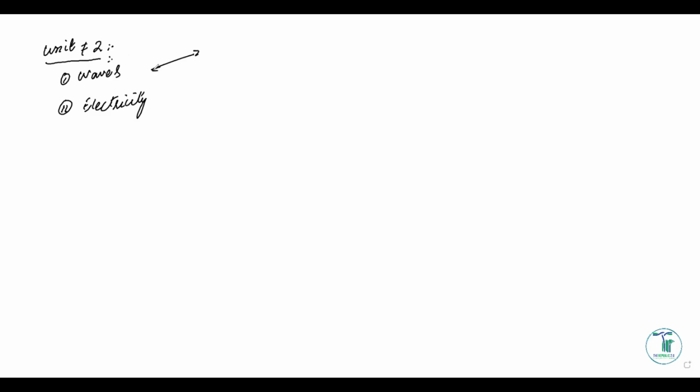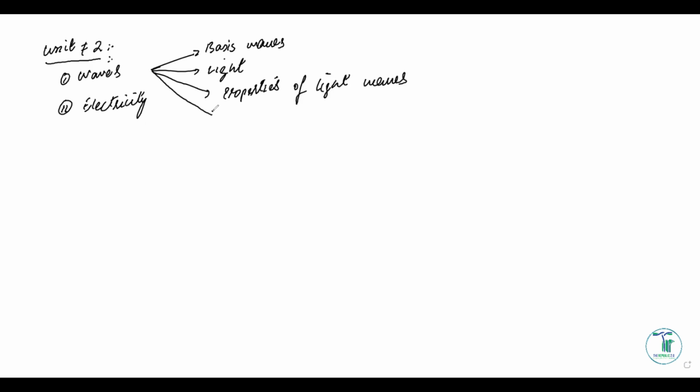We have got to cover the basic waves, the basic properties of the waves. And then we need to talk about the light, then the properties of light waves. And after talking about the properties of light waves, the last topic from the waves is quantum physics. So we've got the basics of waves, light, the properties of light waves, and then quantum physics.